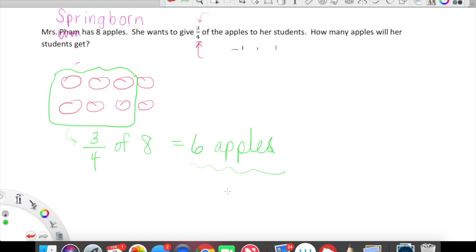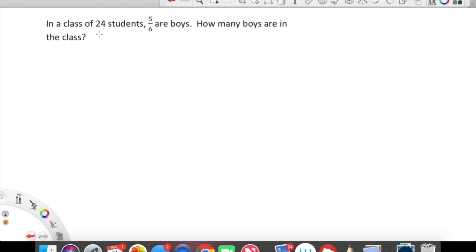So let's take a look at one more example. Okay, guys, one more kind of word problem here. Let's look at this. In a class of 24 students, 5/6 are boys. How many boys are in the class? Very interesting. So what we're looking for here, you guys, the expression is we're looking for 5/6 of 24. 24 is our total. 5/6 are boys. We need to figure out how many boys there are.